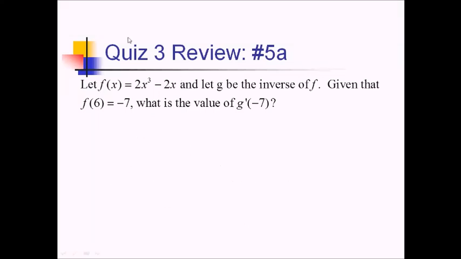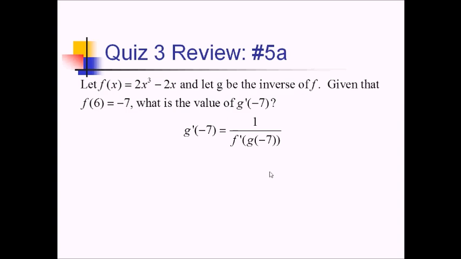On this problem, we're given some function, and g is the inverse of that function. We're also given that f of 6 equals negative 7, and we want the value of the derivative of g at negative 7. So since we're taking the derivative of an inverse, we're going to use the inverse derivative formula. So g prime of something is going to be 1 over f prime of g of the something. So in this case, 1 over f prime of g of negative 7.